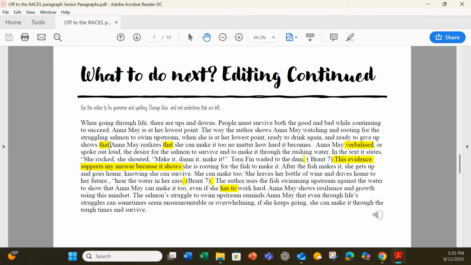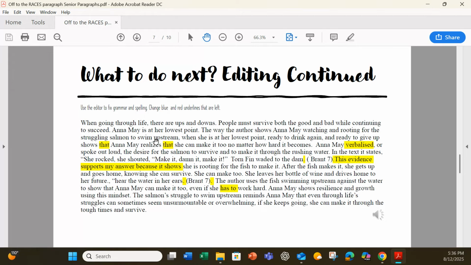Besides the changes in grammar and the changes in spelling, I went ahead and took out the two words here that are useless. You don't need them, that and that. So right now it reads, I'm just going to do part of the sentence here, "Ready to give up shows that Anna May realizes that she can make it no matter how hard it becomes." Sounds good, but it sounds so much more powerful when you take out the unnecessary words. So, "Ready to give up shows Anna May realizes she can make it too, no matter how hard it becomes."